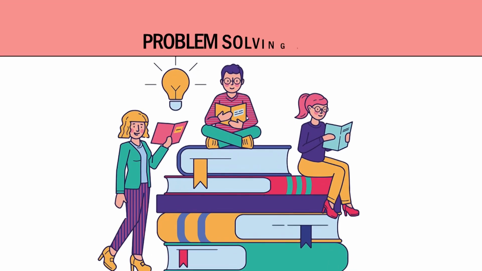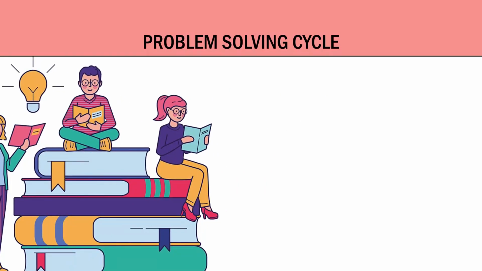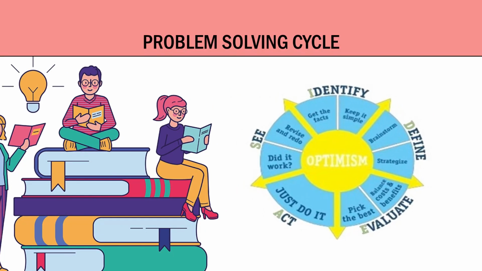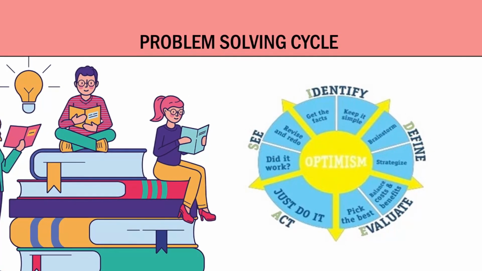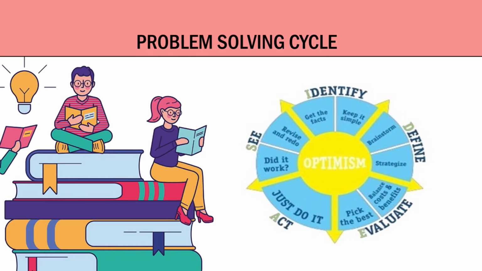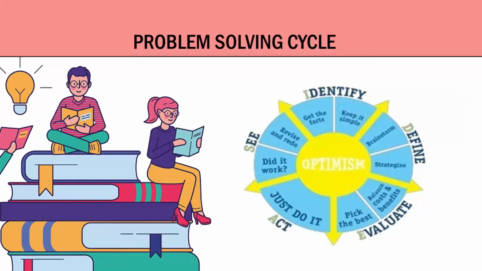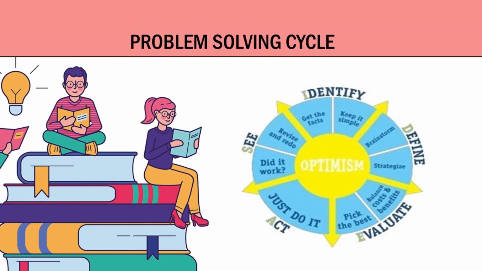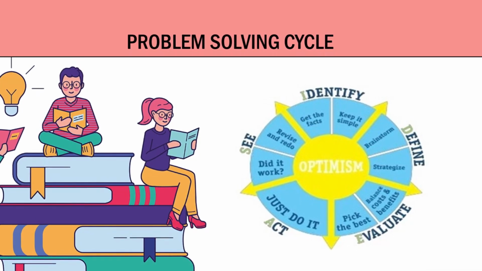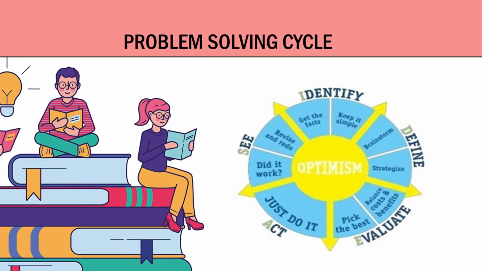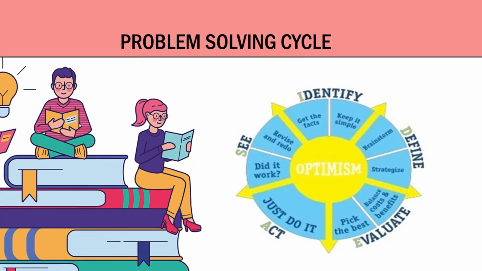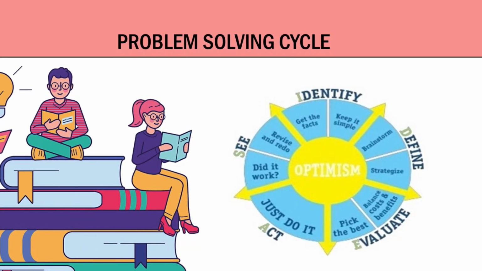So there is a problem solving cycle which has different phases. The first phase of the problem solving cycle relates to identification. That means you firstly identify the problem. To identify the problem, you are supposed to gather the facts and transform those identified facts into a simple manner. That simplification actually helps you to understand the problem clearly.